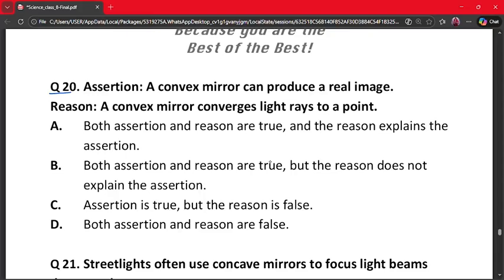A. Both assertion and reason are true and the reason explains the assertion. B. Both assertion and reason are true but the reason does not explain the assertion. C. Assertion is true but the reason is false. And D. Both assertion and reason are false. So here a convex mirror always forms a virtual image and diverges light. So both assertion and reason are false. Therefore option D, both assertion and reason are false, is the correct answer.